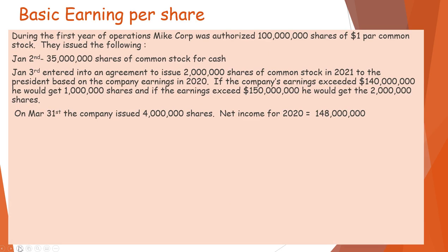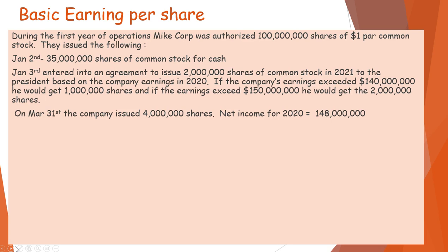Now, basic earnings per share. We have Mike Company. They have 100,000 authorized, $1 par, and here's what they've done. They issued 35 million shares, and then they entered into an agreement to issue 2 million shares of common stock to the president based on the company's earnings, and then the company issued another 4 million shares, and their net income for the year is 148 million. So what does that look like?